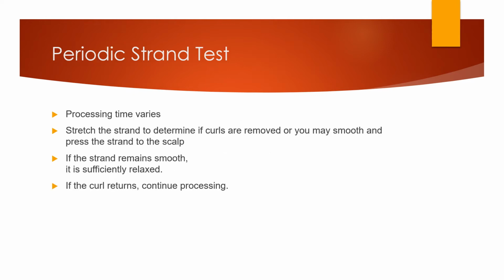During the actual relaxer application, you're going to perform a periodic strand test. The processing time varies according to the strength of the relaxer and hair type and condition. You may stretch the strand to determine if curls are removed, or you may smooth and press the strand to the scalp with the back of the comb, brush, or your finger. If the strand remains smooth, it is sufficiently relaxed. If the curl returns, continue to process.